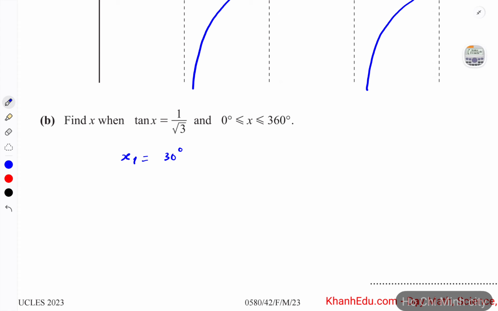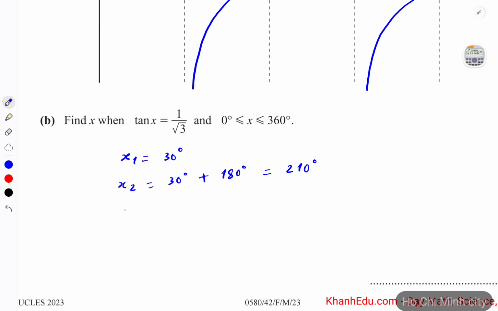So now, as we know that when we add 180 degrees to the initial value, the original value of x, then the tan of them will be the same. So try to add or subtract 180 degrees from this value. So let's say x2 is 30 degrees minus 180 degrees. So that one is less than 0, right? So it is not in the range from 0 to 360. So try to add. All right, so now we have 210 degrees.